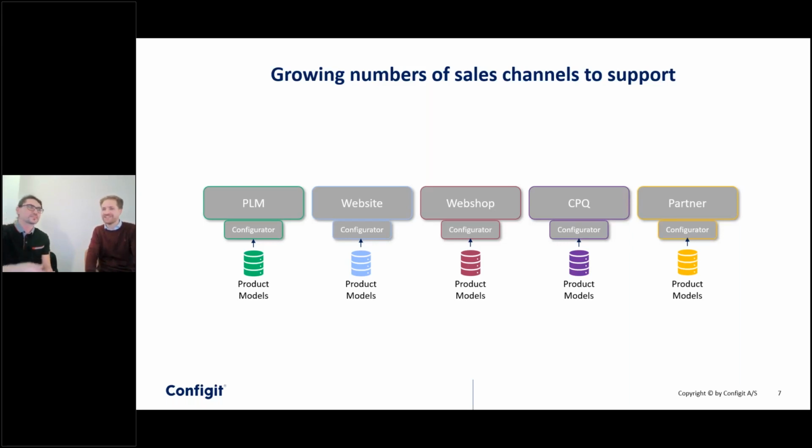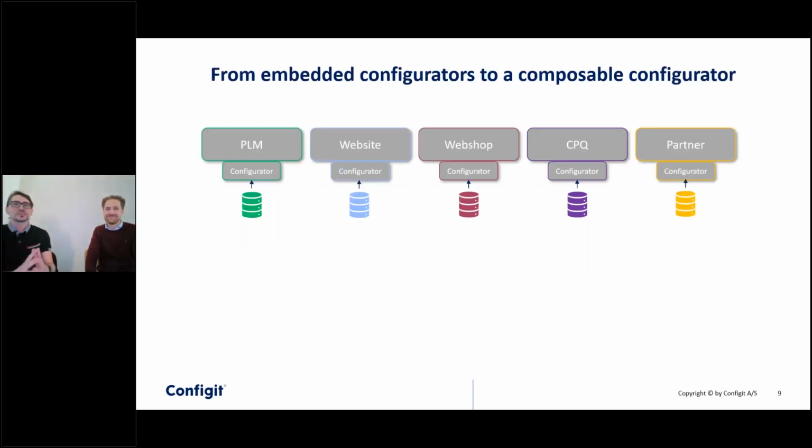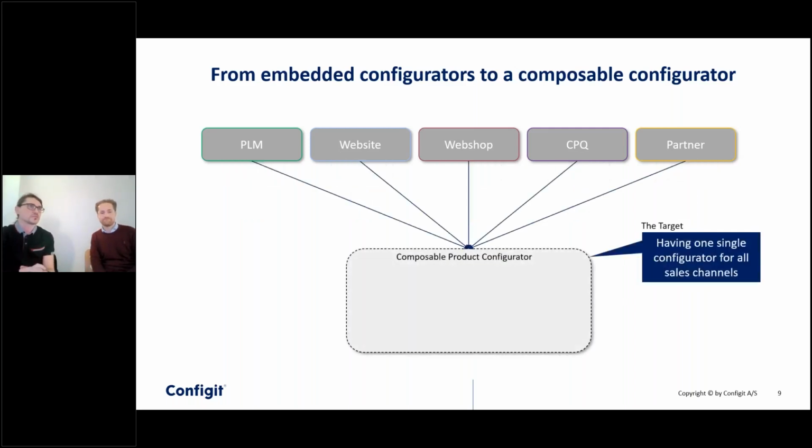Yeah, sure, I can do that. So the idea was, instead of having one configurator and one product model for each of the sales channels or other applications like PLM where we need the configuration, to have one composable product configurator with all the different applications integrated into it, so that we just need to maintain one instead of, in this example here, 5 of them.